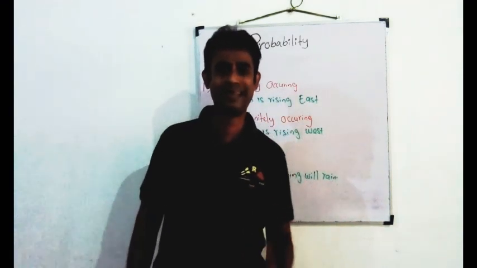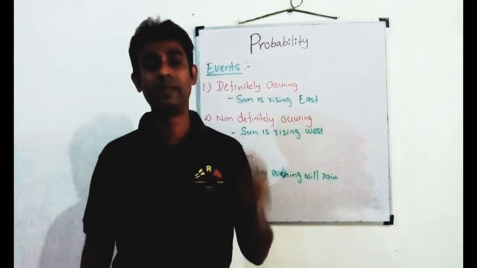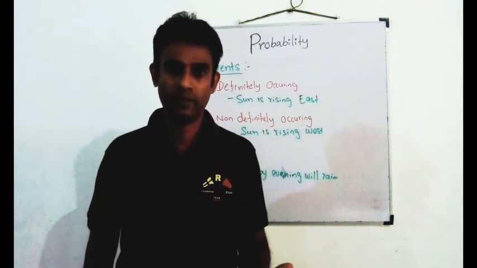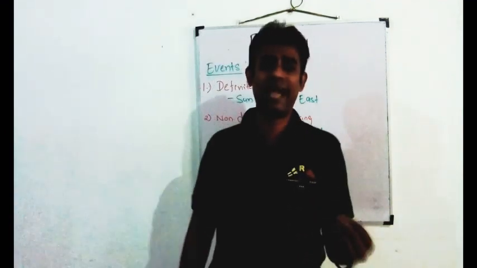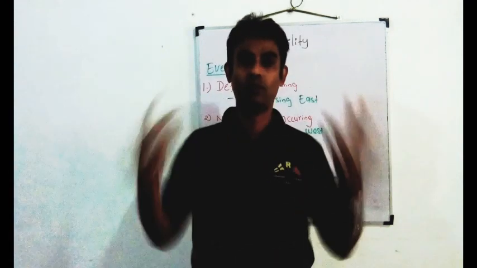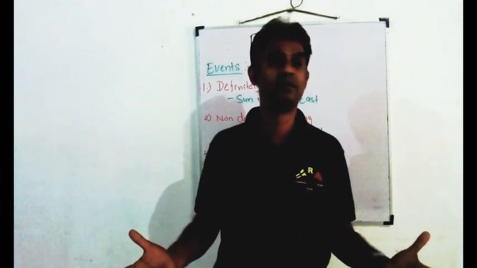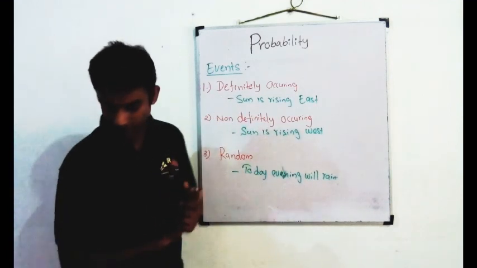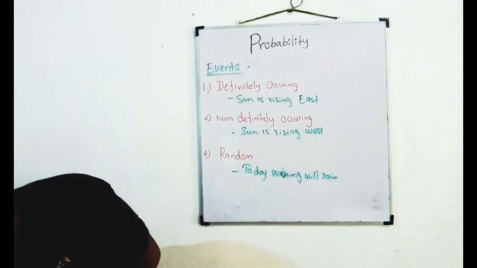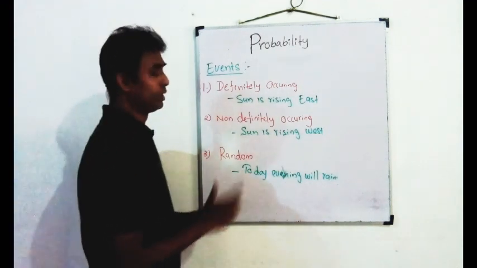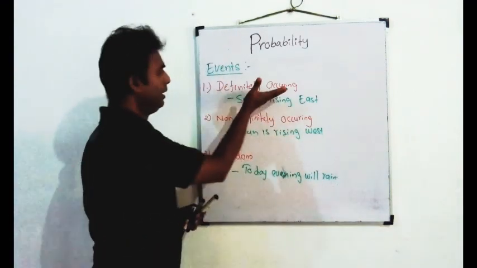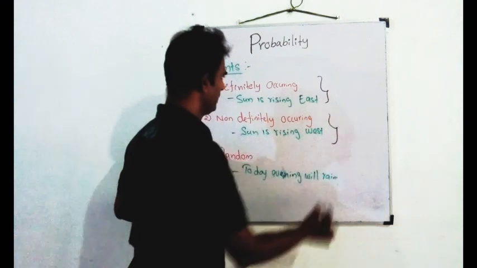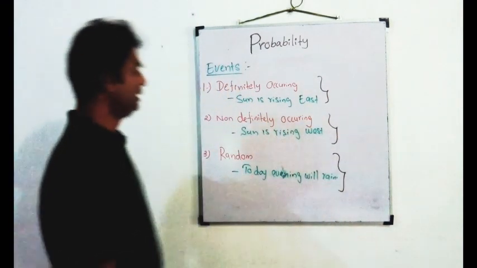there are 5 runners. We definitely can't tell who will take the first place. That is a random event, right? The result of a random event we can only express after it has happened. Before it happens, we can't tell. Right? Definitely occurring, non-definitely occurring, and random. In probability, we are going to give a numerical value to these 3 types of events. First one is definitely, next one is non-definitely, other one is random.